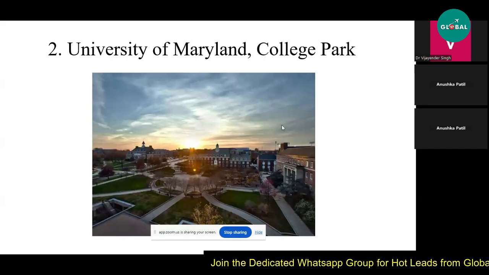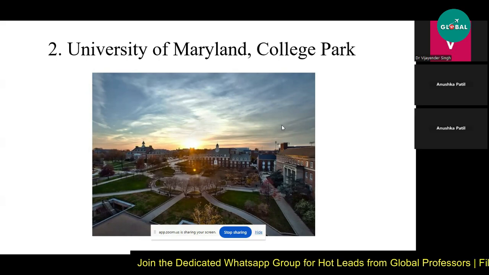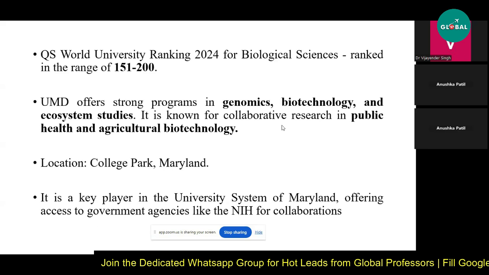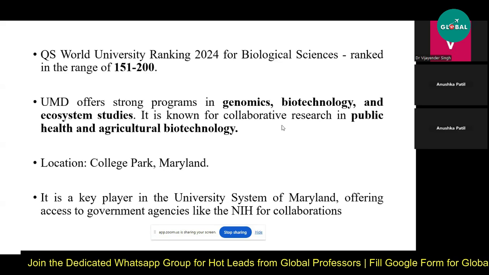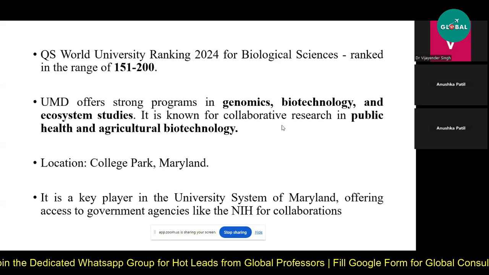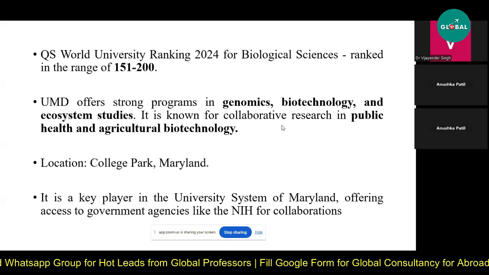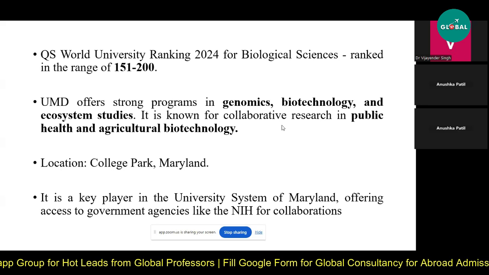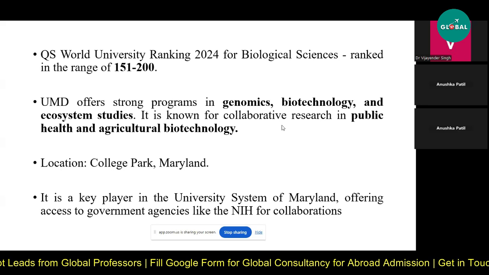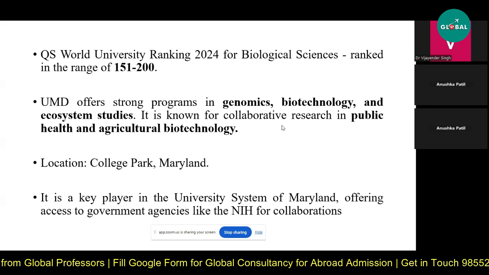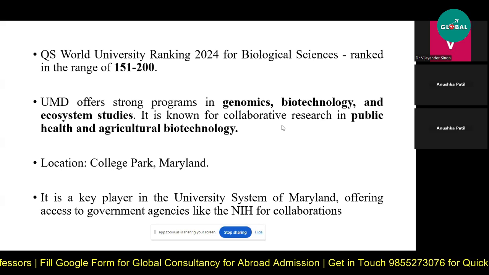Then I have the second university, in the second category, the University of Maryland in College Park. The QS ranking for this university is around 151 to 200, particularly for biological sciences. This university offers strong programs in genomics, which is an emerging field right now in biotechnology. And also if you are interested in ecosystem related studies. It is also known for its collaborative research in public health and agricultural biotechnology. So if you are interested in plant sciences or plant related biotechnological research, this is a good university.